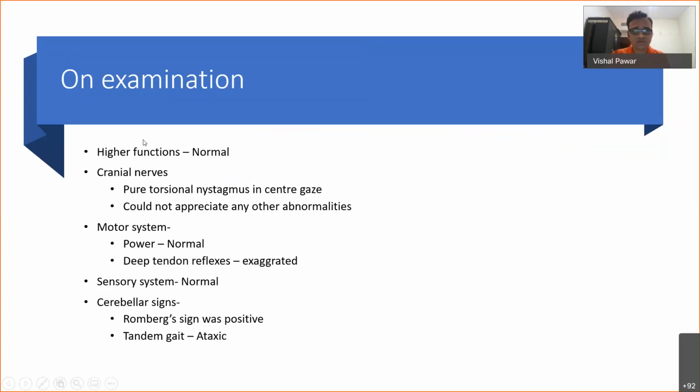Her higher functions were normal. On cranial nerve examination, she was having pure torsional nystagmus in center gaze, and I couldn't appreciate any other abnormalities, which were found during the VNG, video nystagmography. I'm going to show that. Motor system, the power was normal, deep tendon reflexes were exaggerated, sensory system was normal, and cerebellar signs, she was walking with a wide-based ataxic gait, tandem gait was ataxic. She was able to stand with eyes open, but Romberg's was strongly positive.